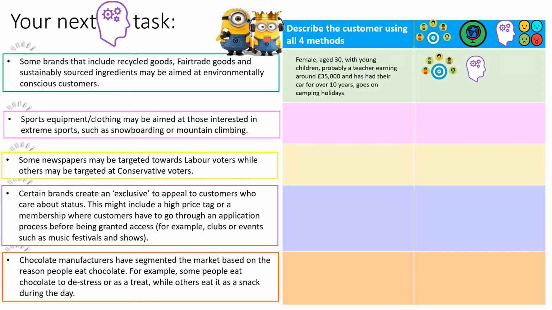Your turn now. Let's go through the left-hand columns. The first green one: some brands that include recycled goods, fair trade goods and sustainably sourced ingredients may be aimed at environmentally conscious customers. So who are these? What's your description of them? In the pink box, sports equipment and clothing may be aimed at those interested in extreme sports such as snowboarding or mountain climbing. So who are they? What's your description of them? Put it in the pink box in the middle.